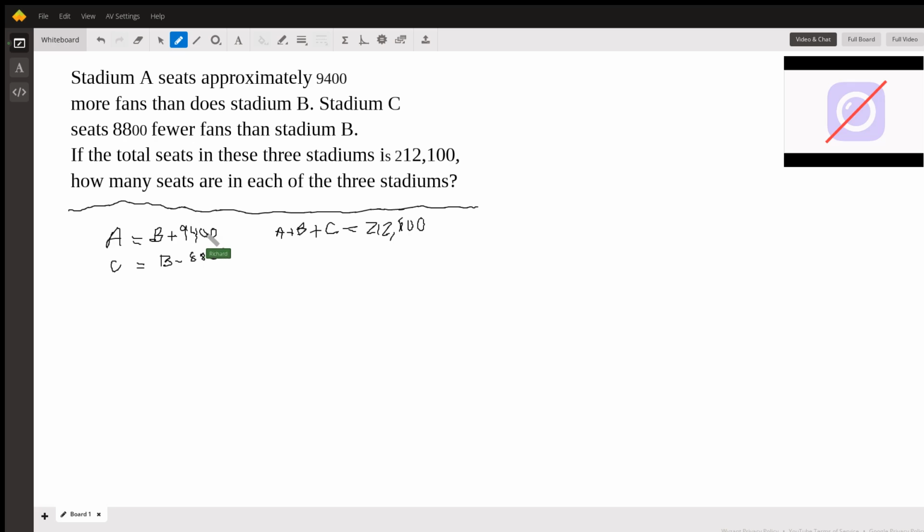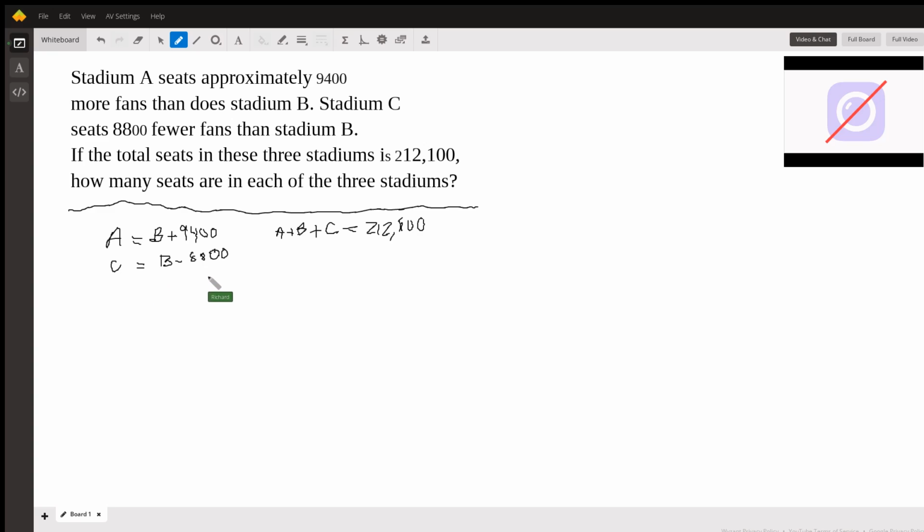So normally you would have three equations and you would stack them, so you do A, B, C, and then underneath, A minus B is equal to 9,400, and then C minus B equals negative 8,800. We're not going to do that. That's the traditional way, but it's not really going to help us to stack the equations. This particular problem is a little less conventional than the standard word problem, which undoubtedly is why the student submitted the question.